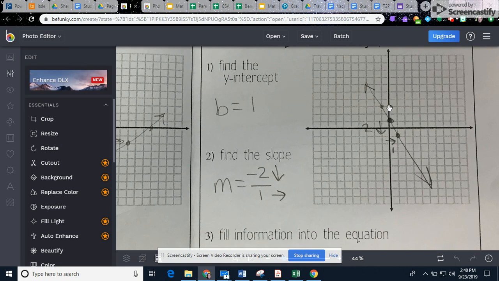If you were to go up 2, then you would have to go left 1, because you do have to go negative in one of these directions because the slope is negative. So up 2, over 1, up 2, over 1. And you'll see all of those points are going to fall on that line.